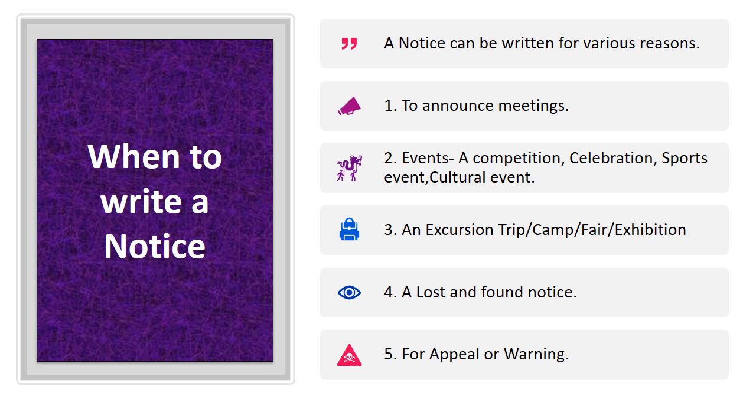Number 4, a lost and found notice. If you lose something or if you find something, how to convey this message to the public by writing a notice. And number 5, a notice is also written for making an appeal or warning to the public.